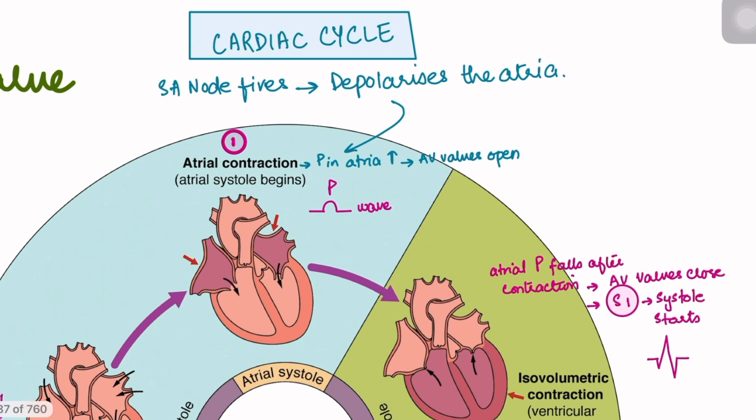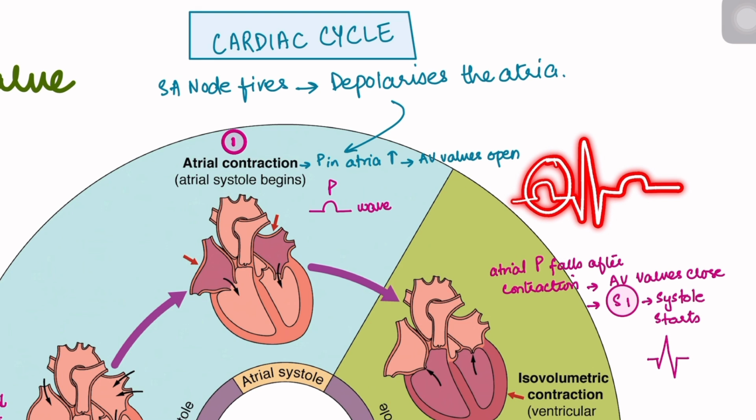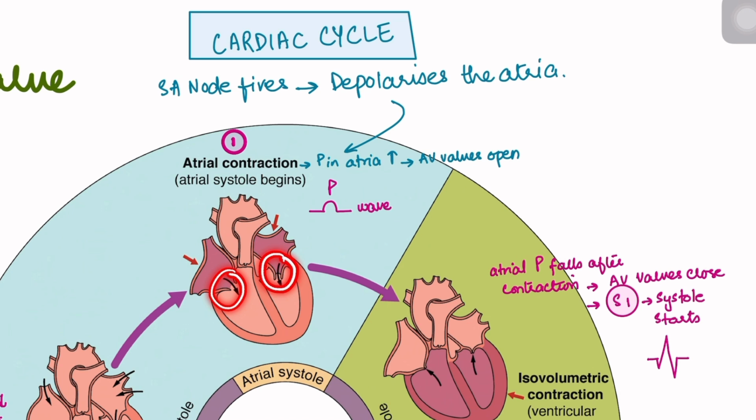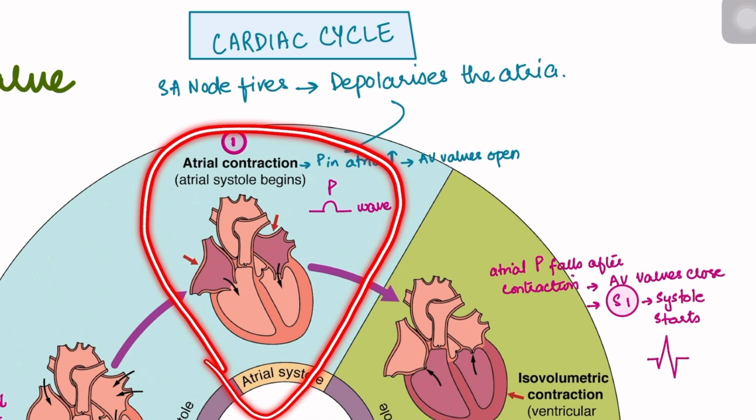So you know how an ECG looks something like this? So this P wave is basically the atria contracting. So if there's something wrong with the P wave, just know that there's something wrong with the atrial contraction. At this point, the AV valves are open and the blood is going directly into the ventricle. And this phase will be known as the atrial systole phase.